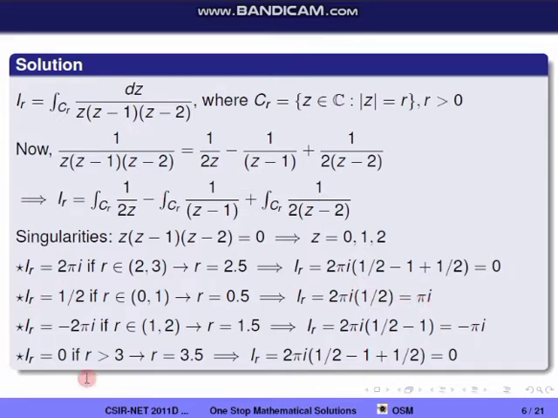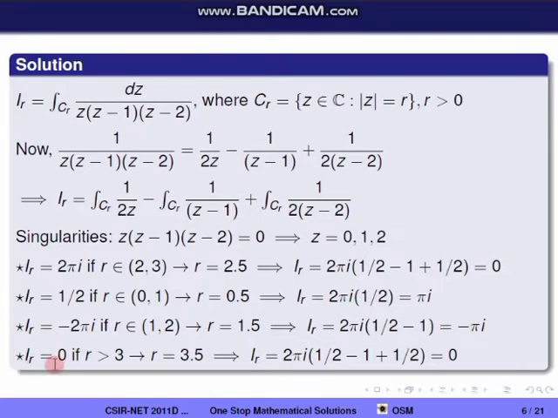Now we'll check the third option: IR equals minus 2 pi I if R is an element of (1, 2). If I take R equal to 1.5, only the singularities 0 and 1 lie inside such a curve, and the singularity z equal to 2 lies outside. So this integral value becomes 0. Only these two integral values we are taking. So this is equal to 2 pi I into 1 by 2 minus 1, so we'll get minus pi I. We are not getting the same answer, so this is not true.